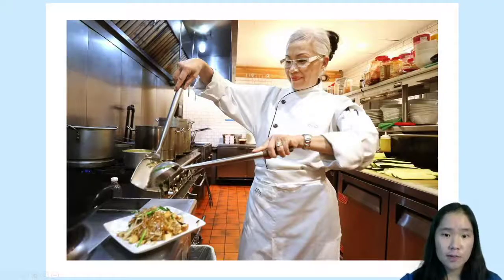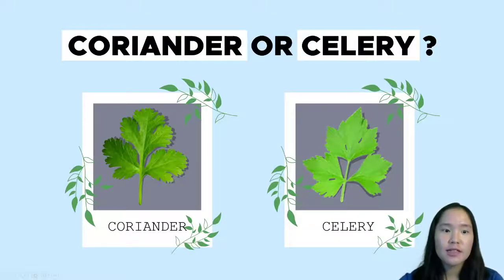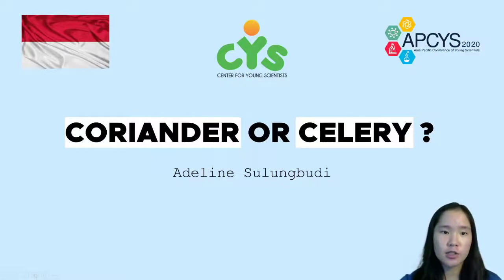There are a lot of people who love to cook, which include my mom. One day, my mom asked me to cook some coriander leaves in the garden. But guess what? Instead of coriander leaves, I took some celery leaves. This is what it looks like. Coriander and celery look alike. And that's why I made this research called Coriander or Celery.